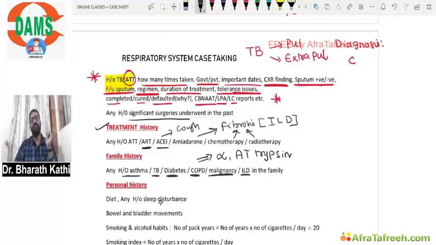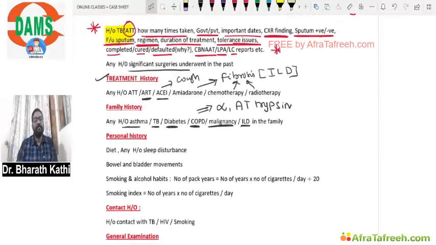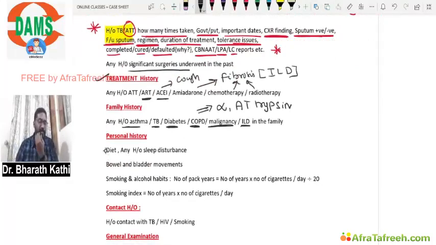Alpha-1 antitrypsin deficiency. Then coming to personal history. In the personal history, what was his diet? Any history of sleep disturbance, and what are his bowel and bladder movements, smoking and alcohol habits. Especially, if he is a smoker, you have to calculate the number of pack years.